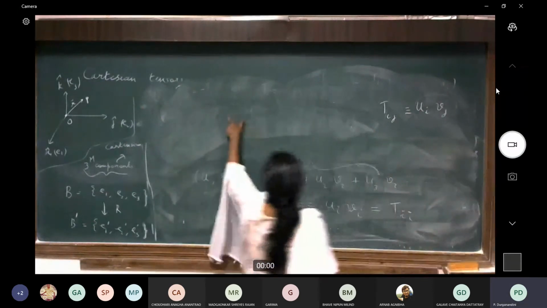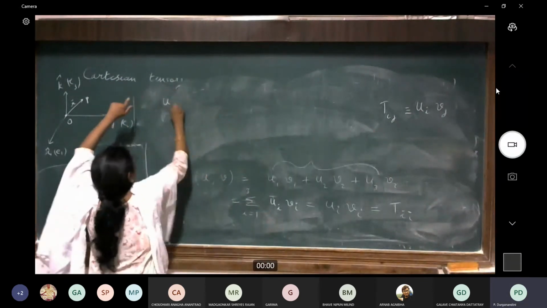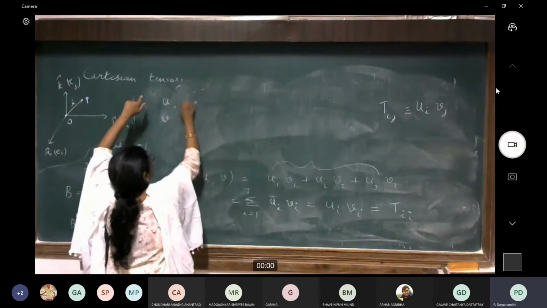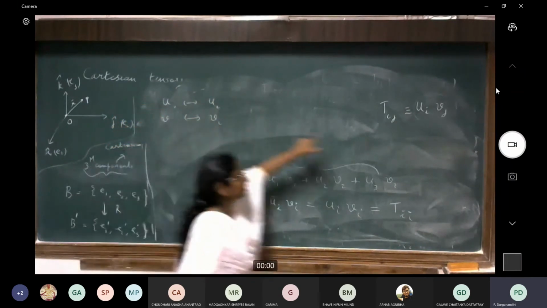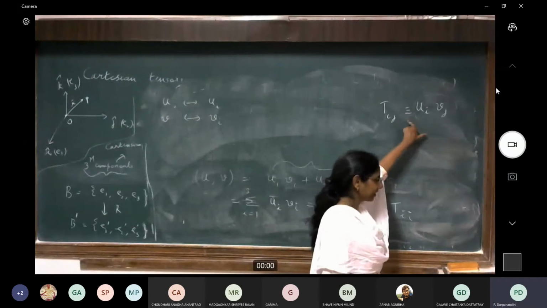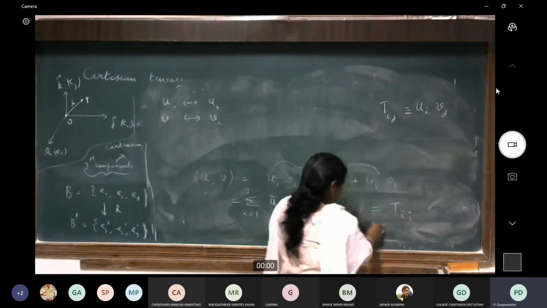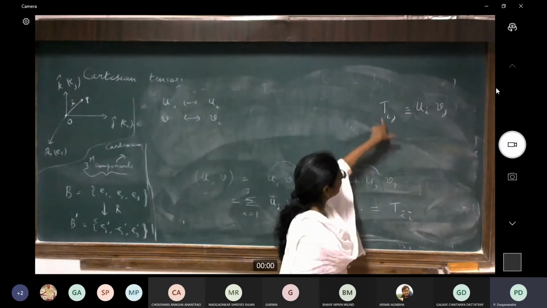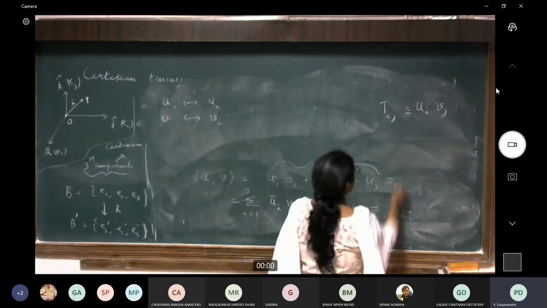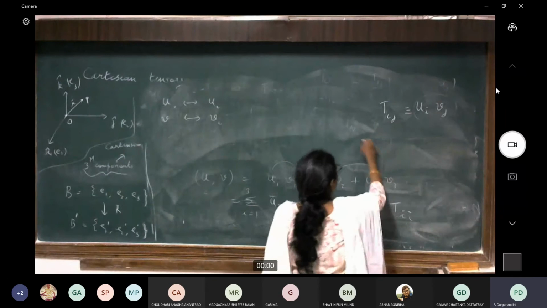So given two vectors u and v with the components ui and vi, I could do two things with them. I could construct this object, which is a second rank tensor. And then I could construct this object, which is equal to this, but in terms of this. But what is this in terms of this second rank tensor? So let's write this here.